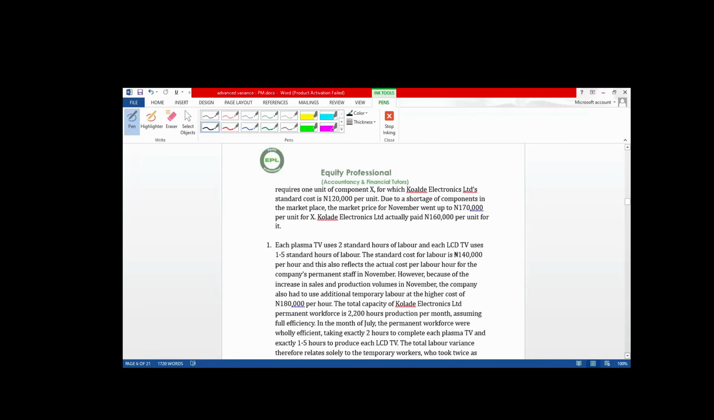In the month of July, the permanent workforce were wholly efficient. Our workers were efficient, taking exactly 2 hours to complete each plasma and exactly 1.5 hours to produce each LCD. Our own staff are very efficient. They work within standard.